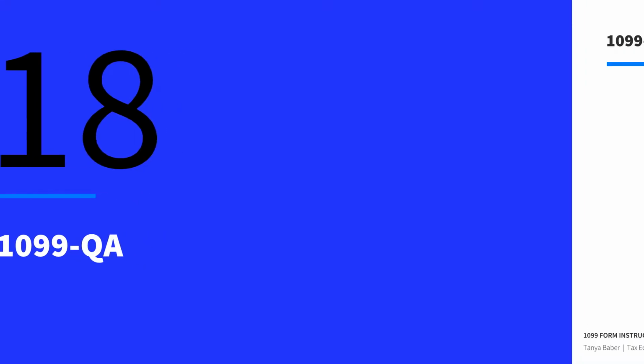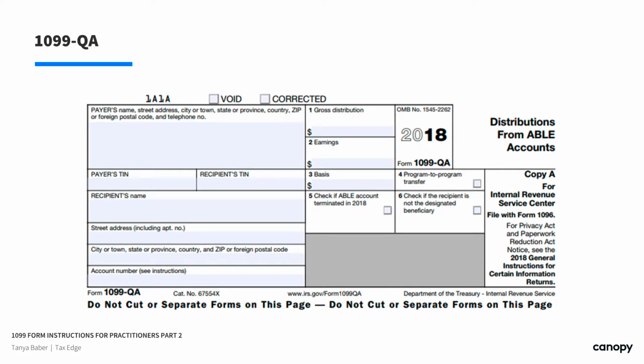Perfect. So as I was leading into that Q&A, if you get the feel of those other two right before here, you're going to already have a feel for how this other one is going to look. So our 1099-Q, our 1099-SA, they all look very similar. They behave similarly. So the 1099-QA, distribution from ABLE accounts.